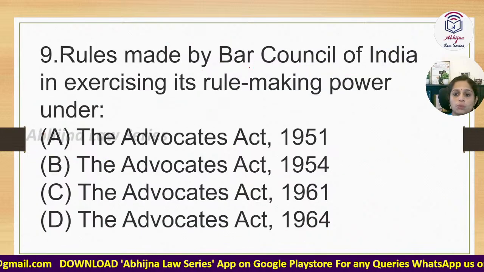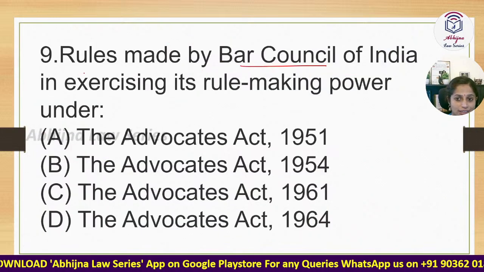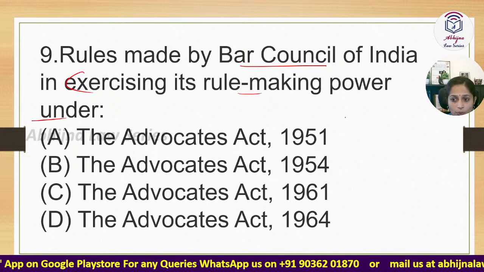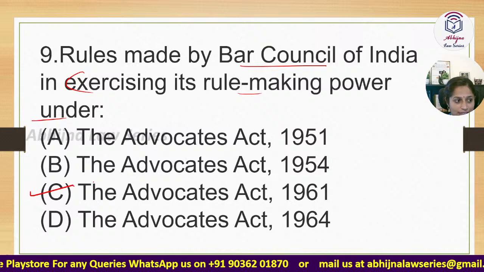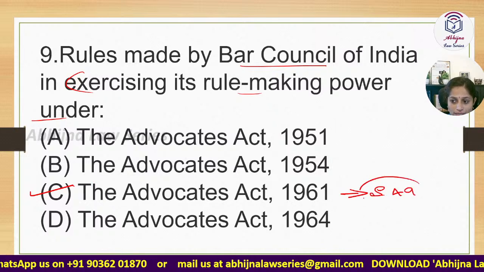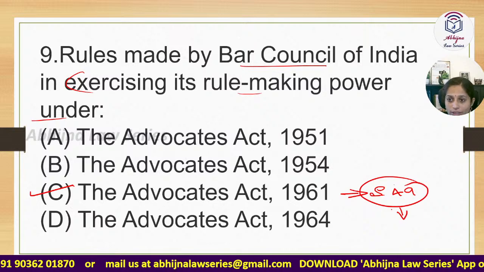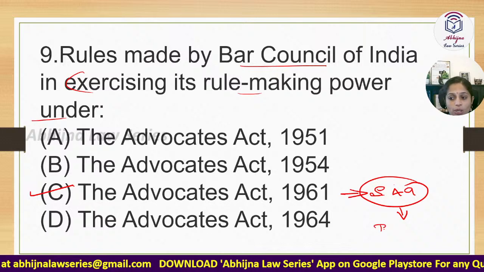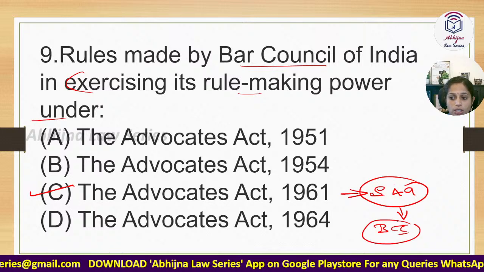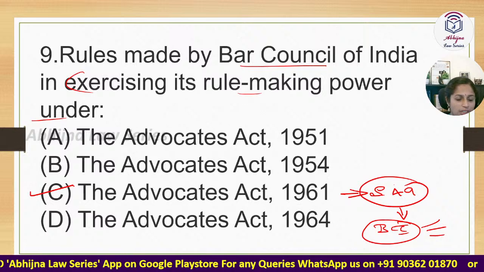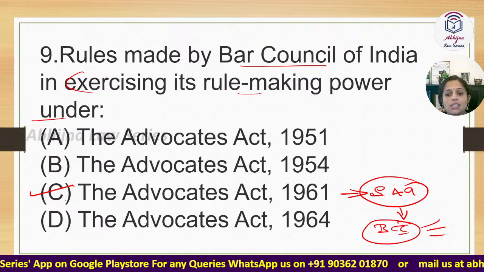Next one: rules made by the Bar Council of India in exercising the rule making power under which Act? See, Advocates Act 1961, C is the answer. Under Section 49, it gives the power to the Bar Council of India to make rules regarding professional ethics and whatever conditions they have given. So, C is the answer here.